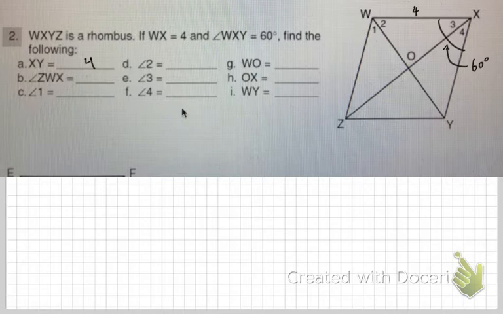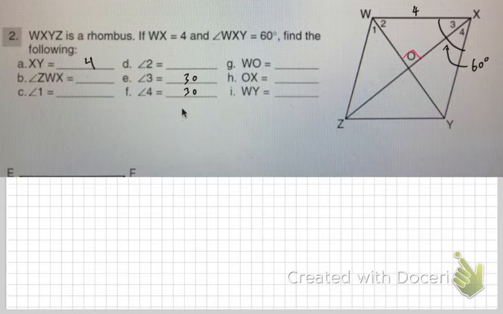Okay. Angle 2. Now, before we get to angle 2, let's look at angle 3 and 4. So I know that this entire angle right here is 60 degrees. Now remember, that diagonal right here is bisecting that angle. So that means that angle 3 and 4 are both, excuse me, not 60, 30. All right. The next thing to remember is that these two diagonals are perpendicular. So that means that this is a right angle.